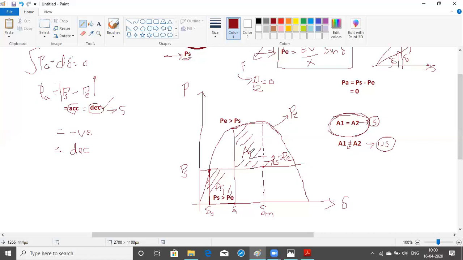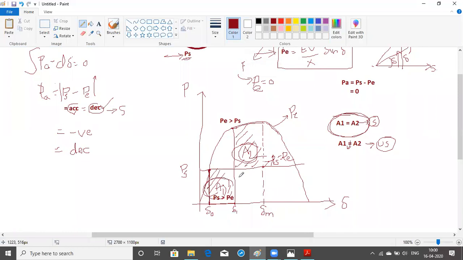Yeah. So I have already told we have an accelerating area and a decelerating area. Accelerating area is this one, decelerating area is this one. So accelerating area is going to take place when PS is greater than PE, and decelerating area is going to take place when PE is greater than PS. Clear?